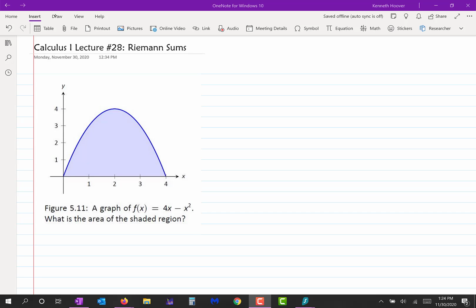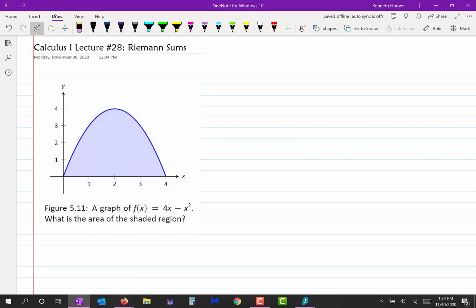Okay, in the previous lecture I showed you how to do what's called a definite integral, which tells you the area under the graph of a function, right? So let's look at this picture. Here's a function, f of x equals 4x minus x squared. And it's graphed here in the picture for us. Okay, and the question is, what is this area under here?